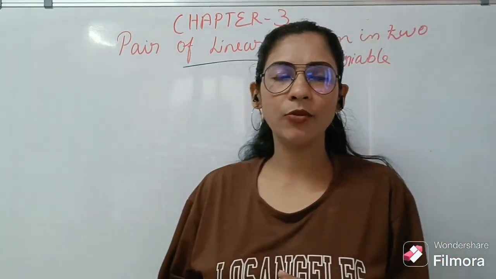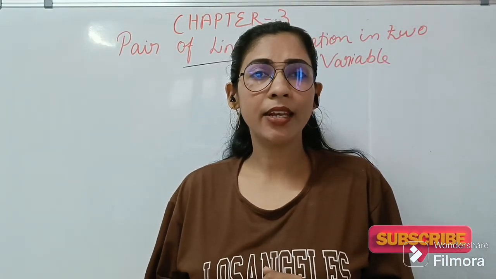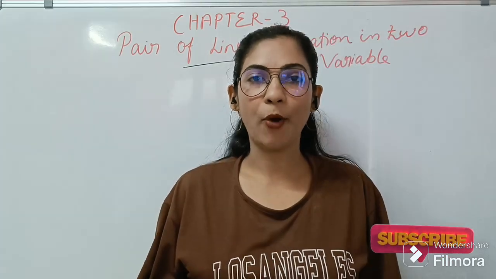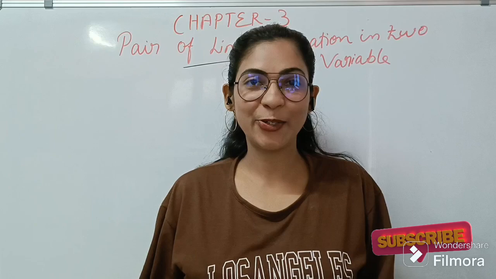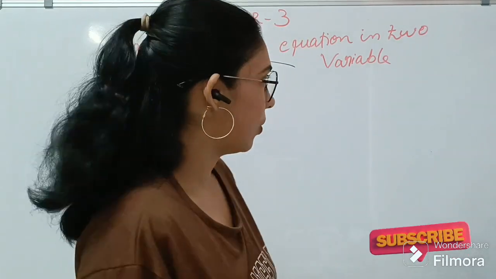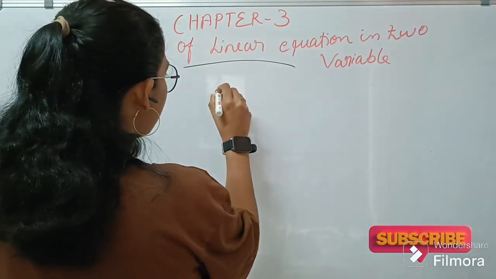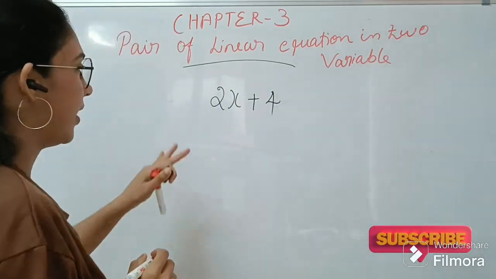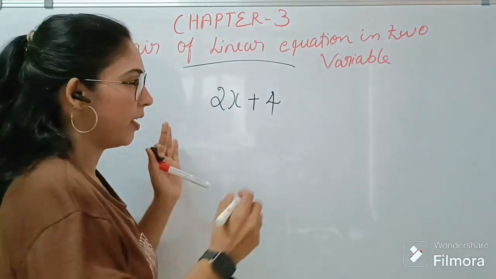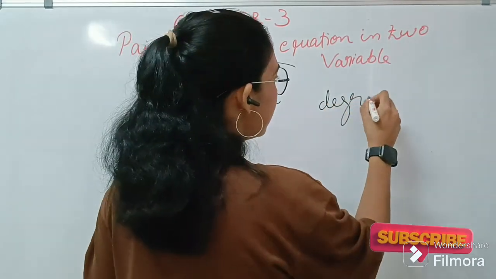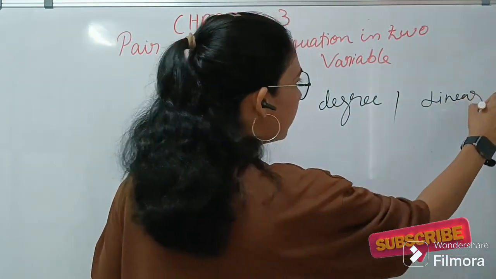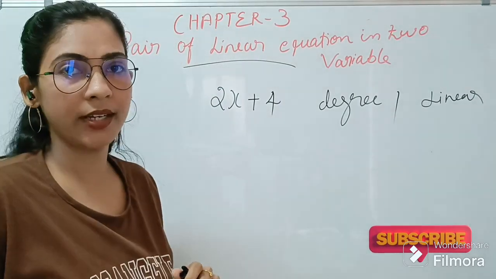Now, we are familiar with the term linear polynomial. What is a linear polynomial? A polynomial with a degree 1 is said to be a linear polynomial. So, 2x plus 4 is a polynomial with a degree 1 and it is said to be a linear polynomial. Okay.